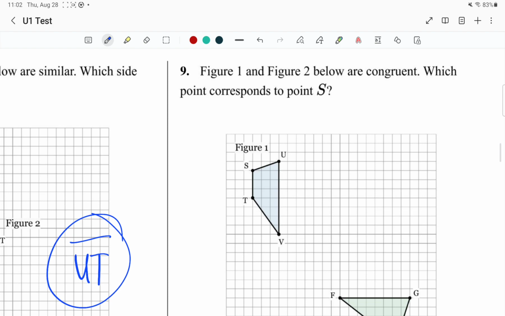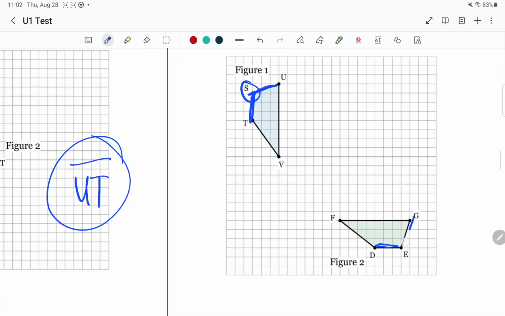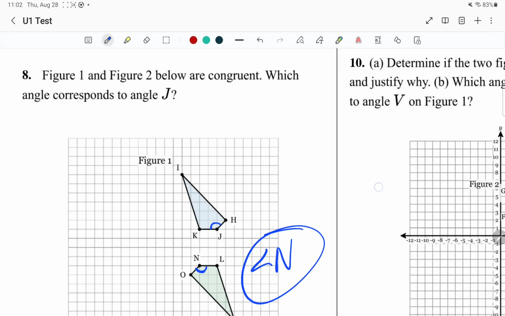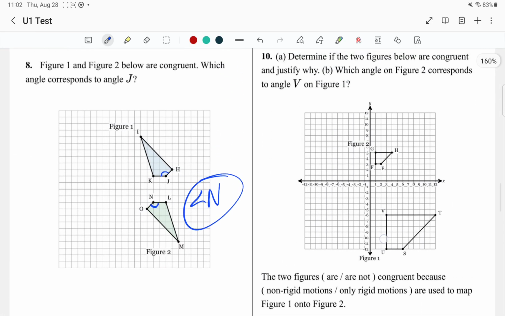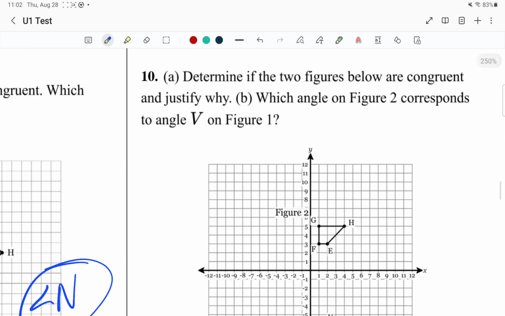Figure 1 and figure 2 below are congruent. Which point corresponds to point S? So here's point S. This looks like a sideways trapezoid. And my S is closer to my shorter sides. So I'm going to come down here and I'm going to find my shorter sides. S goes with point E. There you go.